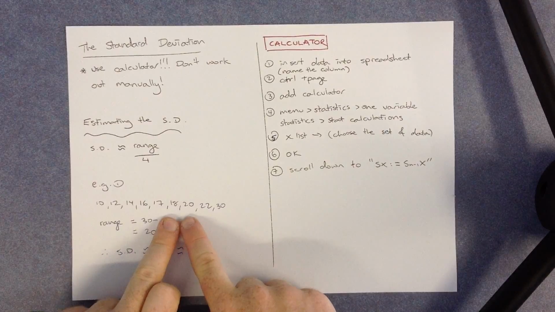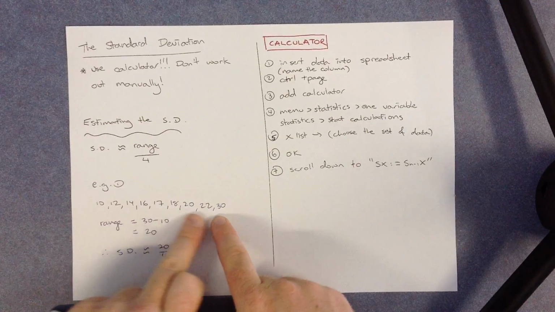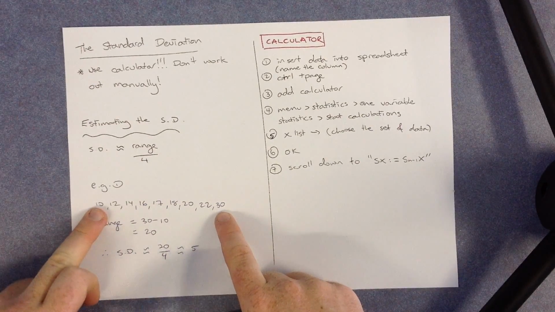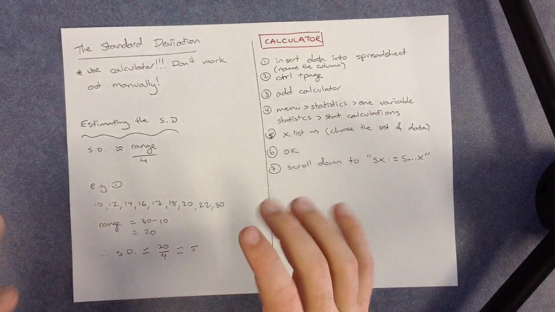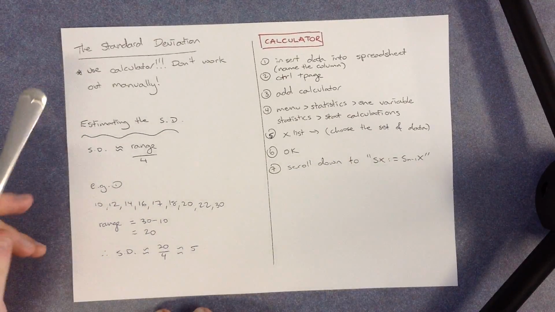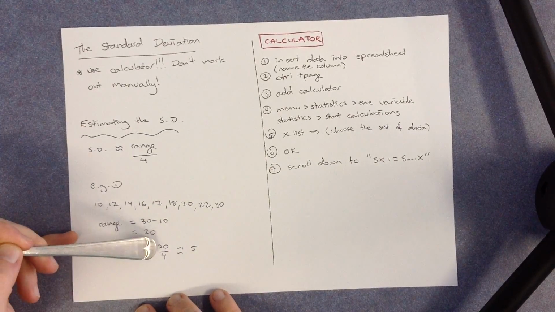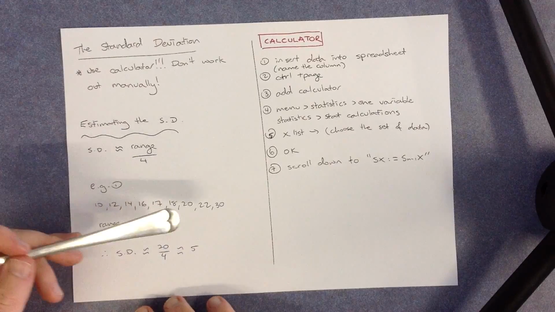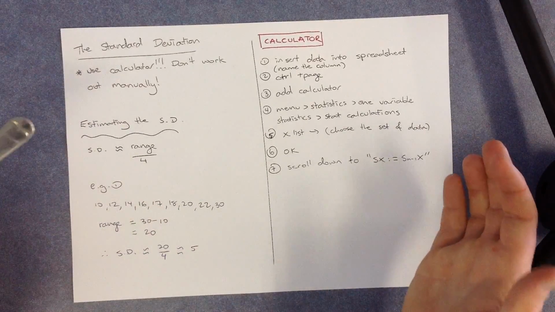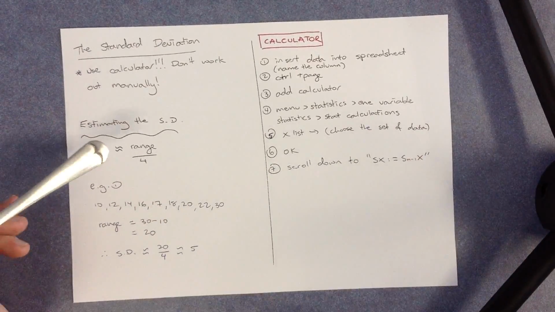Here's my data. It's definitely in order. I've put it in numerical order. My highest is 30, my lowest is 10. So my range is 30 minus 10, which is 20. So I'm roughly guessing my standard deviation to be the range, 20, divided by 4. So 20 divided by 4 is approximately 5. Well, it is 5. So I'm estimating the standard deviation to be 5.